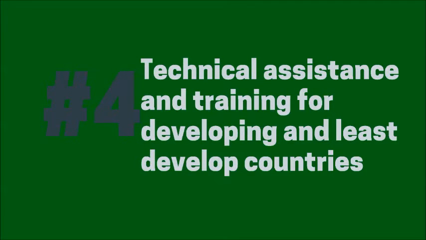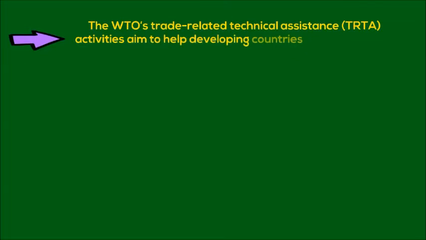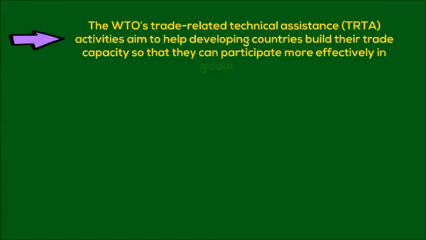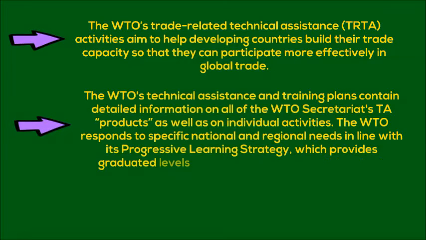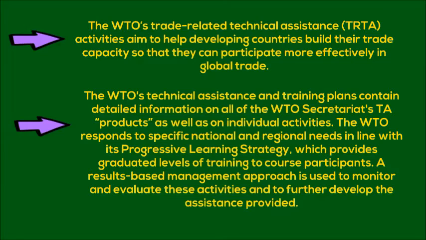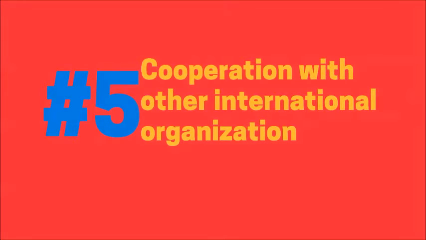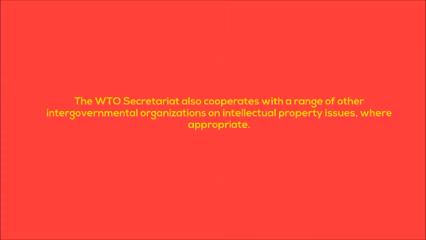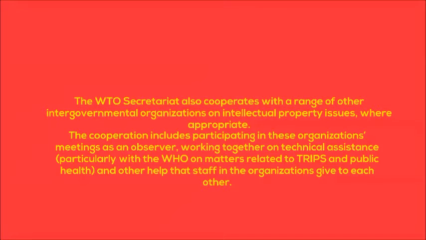4. Technical assistance and training for developing and least developed countries. WTO trade-related technical assistance activities aim to help developing countries build their trade capacity so that they can participate more effectively in global trade. Number 5. Cooperation with other international organizations. The WTO Secretariat also cooperates with a range of other intergovernmental organizations on intellectual property issues where appropriate.